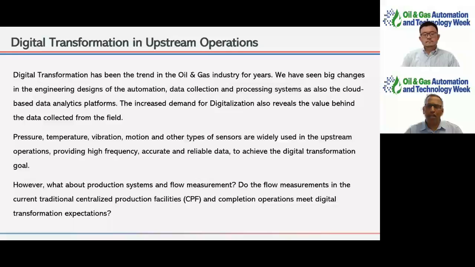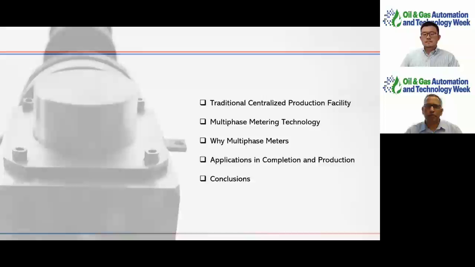sensors like pressure, temperature, vibration, etc., that really have picked up in terms of the frequency that can provide high-quality data. But what about the production systems and flow measurement? When we look at a traditional system of a central processing facility with the test separators, do they really meet the digital transformation expectations? And that's what we'll look into today, and how multi-phase meters play a part in it. So we look at the facility, we look at the technology.